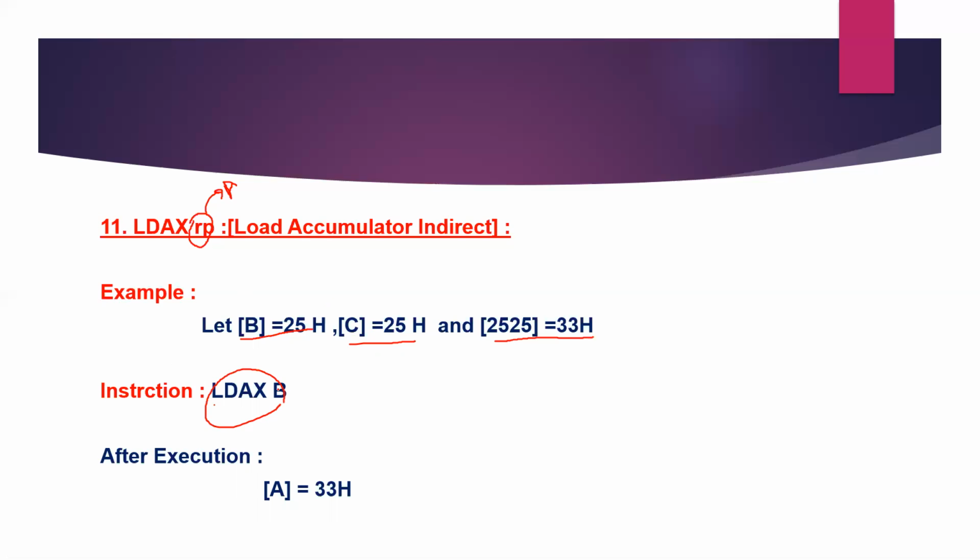Now this instruction will load the accumulator with the data 33H. The register pair B has 25, C has 25, and the memory address 2525 contains data 33H, which is stored into the accumulator. So this is instruction LDAX.